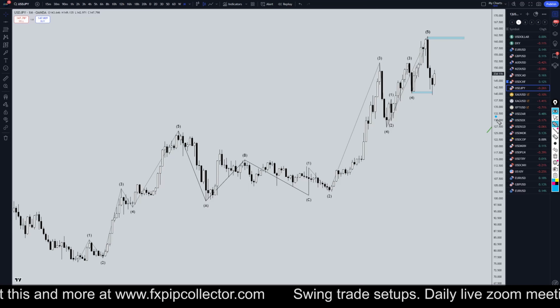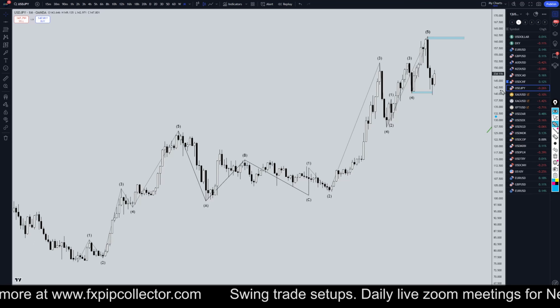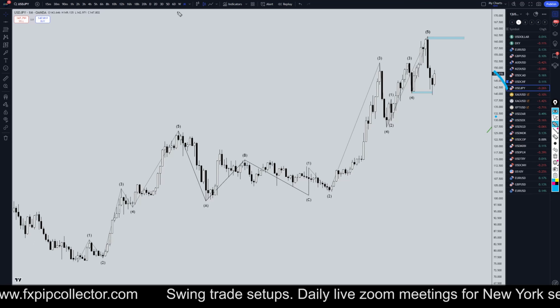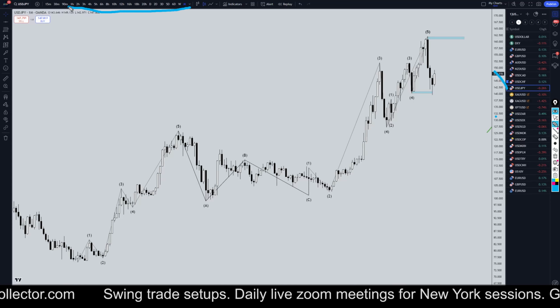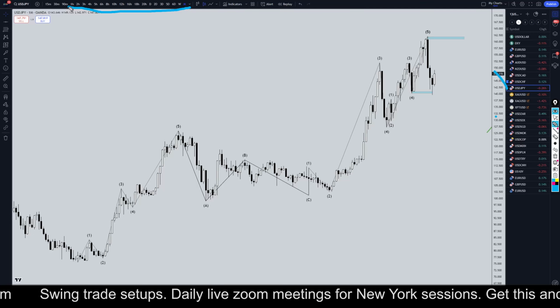Today is Tuesday, October 8th, and I'm going to be analyzing the US dollar yen, starting on the monthly, working my way all the way down to the 1 hour time frame for the full top-down analysis.